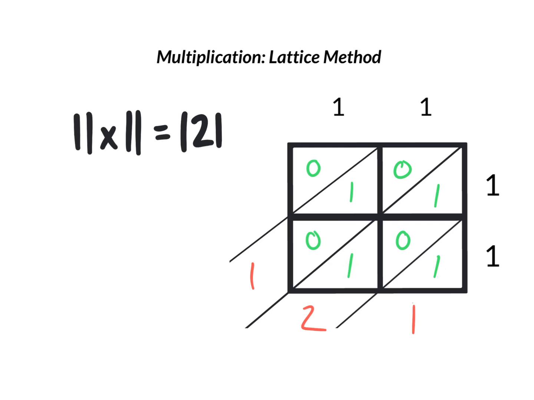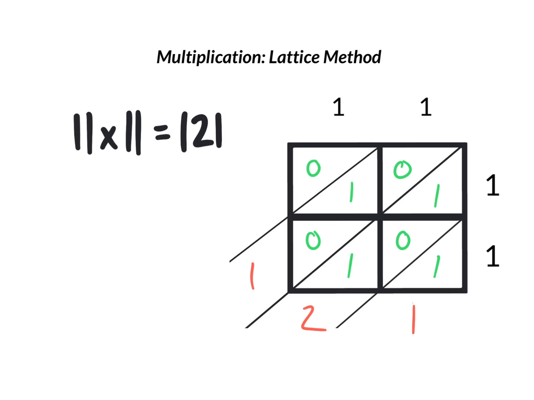So we have our lattice filled out, our boxes are filled with green numbers. So now we're going to work diagonally. So the very bottom, 1 plus nothing is 1. Then the next line, 1 plus 1 is 2. And then we can see 0 plus 1 plus 0 is 1. And then there's nothing at the top. So our answer is 121 in red. 11 times 11 is 121.